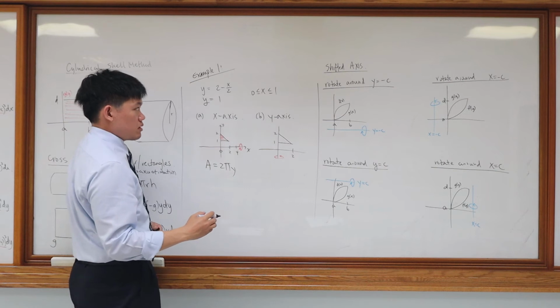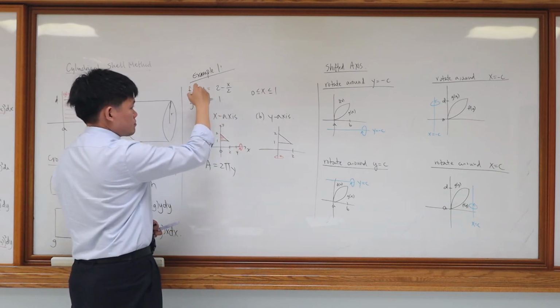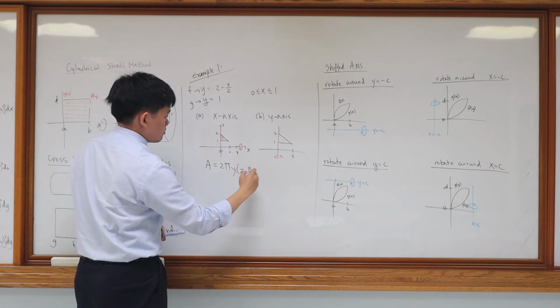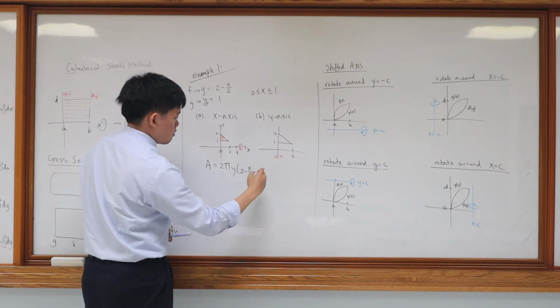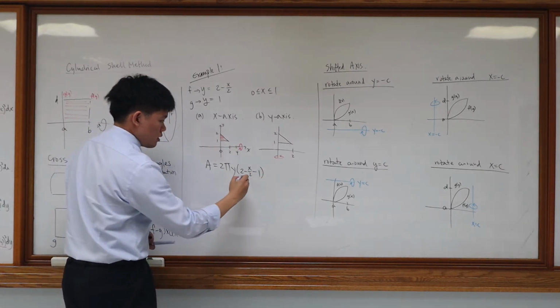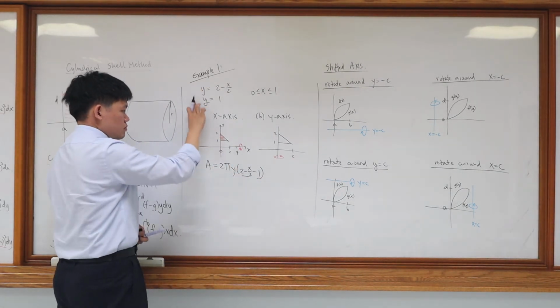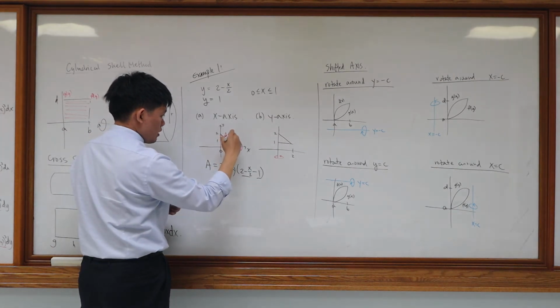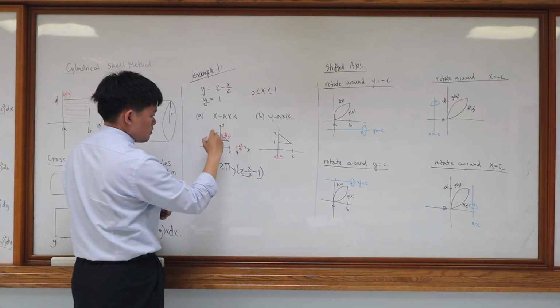And my top function, my bottom function, this is my top, this is my bottom. So in that case, this is f and this is g. Okay, in that case, you have 2 minus x over 2 minus 1. Okay, so that's my top function, this is my bottom function. So let me change this up a bit. So this is f of y, and my g of y is just going to be 0.